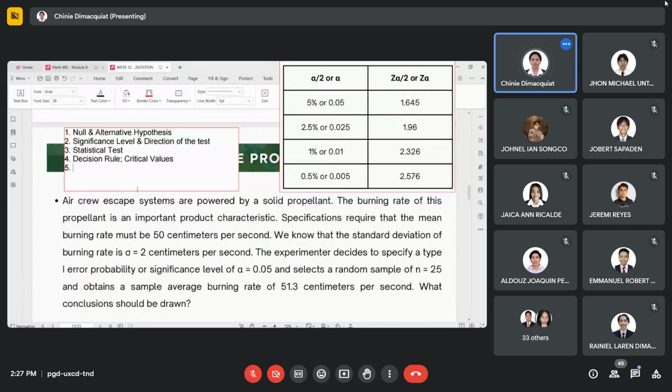So, yung panlima, compute for the value of z and i-compare natin sa ating critical values.